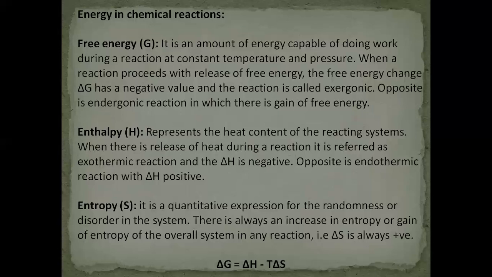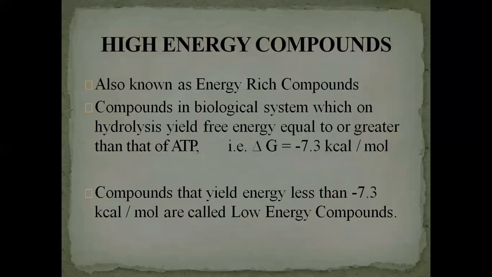It is always positive. So if we overall see the Gibbs equation, delta G is equal to delta H minus T delta S, where delta G is the change in the free energy, delta H is the change in enthalpy or heat of the reaction, and delta S is entropy. Is it clear? Okay. This was about what is free energy and what are the free energy changes in view of the Gibbs equation.